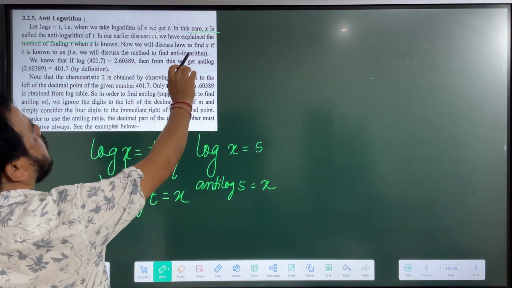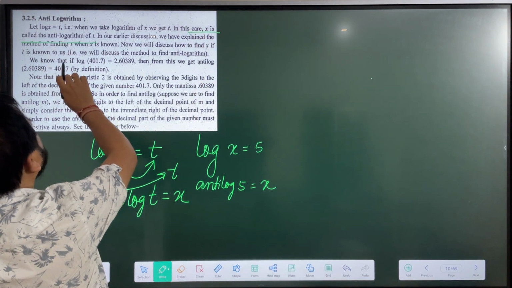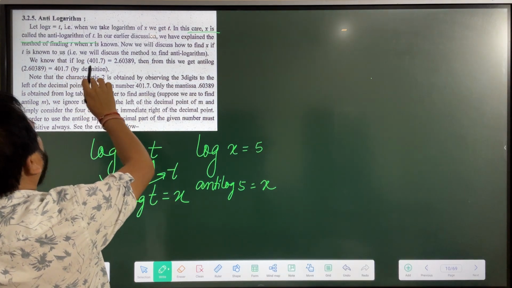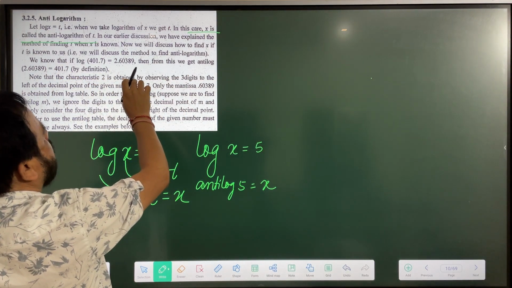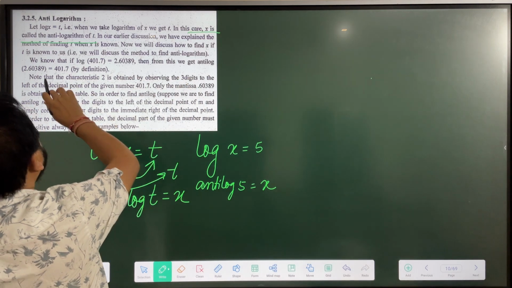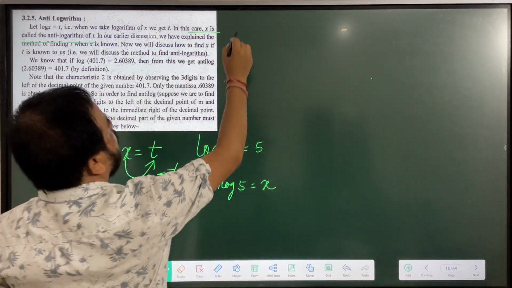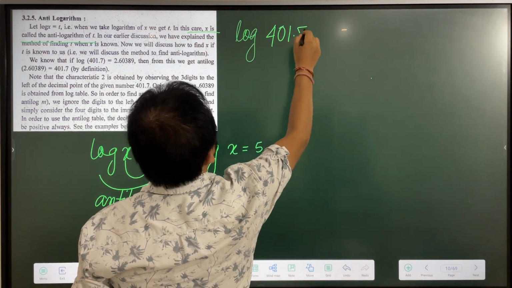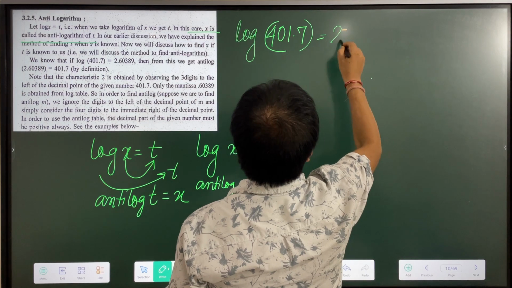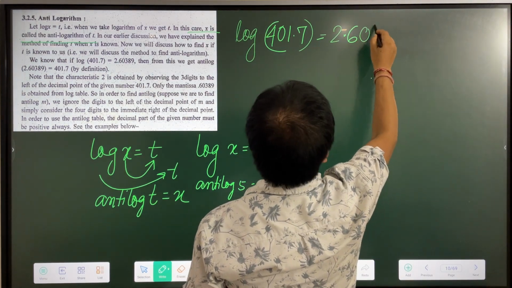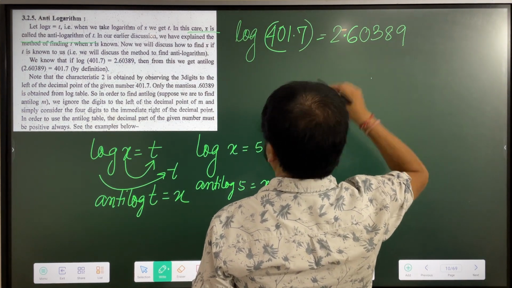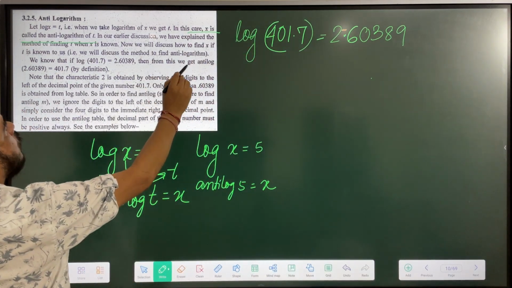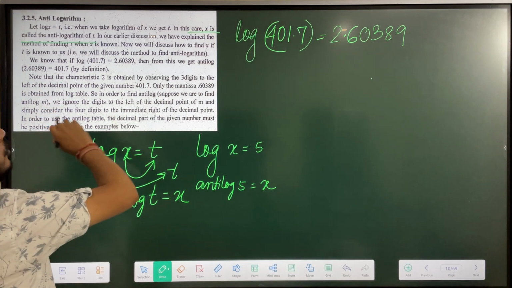Now we will discuss how to find x if t is known to us. That is, we will discuss the method to find the anti-logarithm. If log of 401.7 is equal to 2.60389, then from this log we get the anti-log of 2.60389.